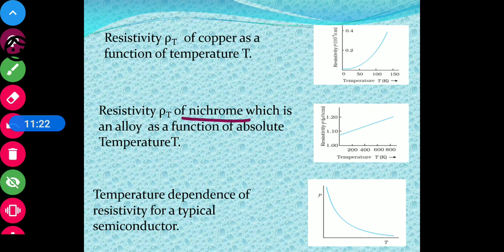In case of nichrome, the alloy, the graph between rho and T, as a function of the absolute temperature, will be shown as this. In case of semiconductors, because the resistivity decreases, the graph will be like this. So in this way, we can say that for metals, the resistivity increases with the increase in temperature. For the alloy, there is a very weak dependence on the temperature. In case of semiconductors, the resistivity decreases with the increase in temperature.